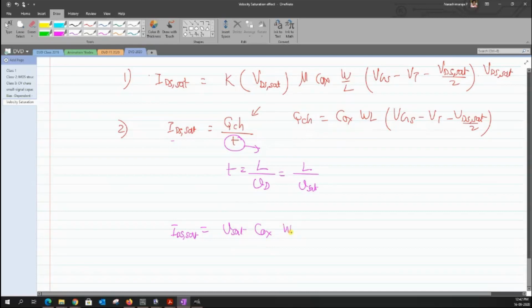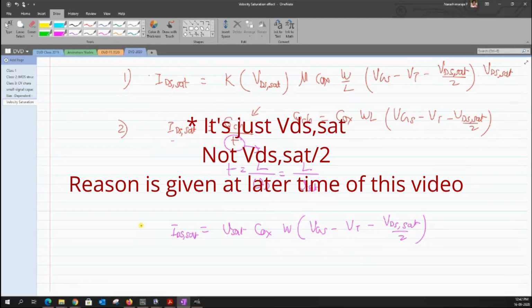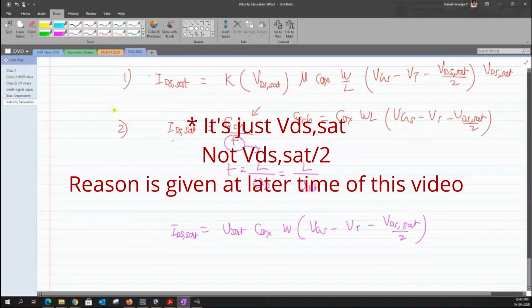So I would end up having an IDS sat equal to saturation velocity times COX and then the width, and there is no L term here because one of the L gets cancelled with this L, and the remaining terms of VGS minus VT and VDS sat by 2 would appear here. So I have two different current expressions that convey the same current equation for a transistor in the saturation regime.